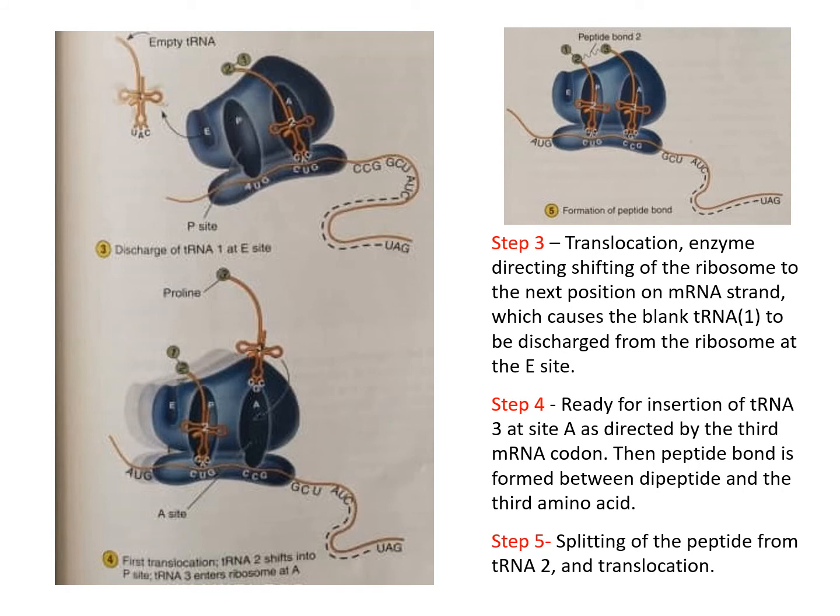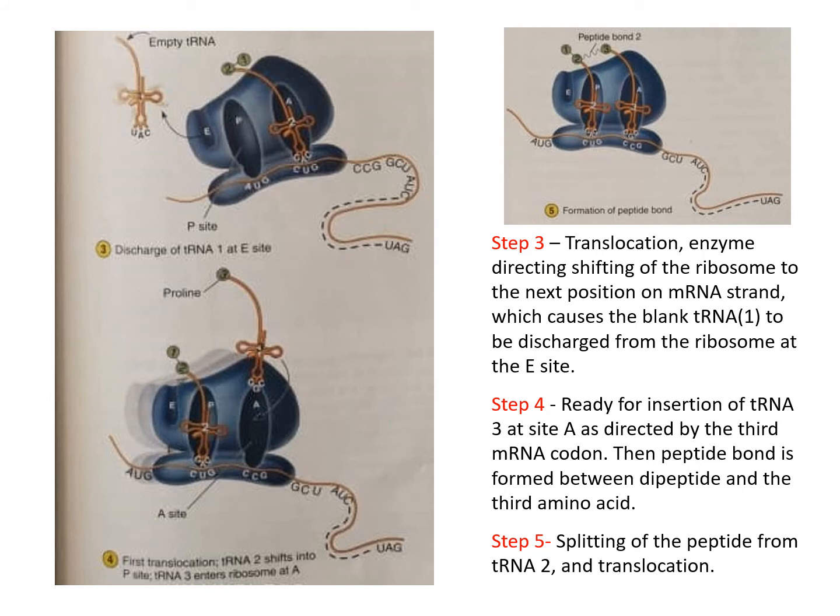So now after the P site is empty, the second tRNA actually will move from the A site to the P site, leaving the A site empty. So now the A site is ready for the insertion of tRNA3 as directed by the third mRNA codon. The peptide bond is then formed between the dipeptide and the third amino acid. So now we have three amino acids making a tripeptide, right?